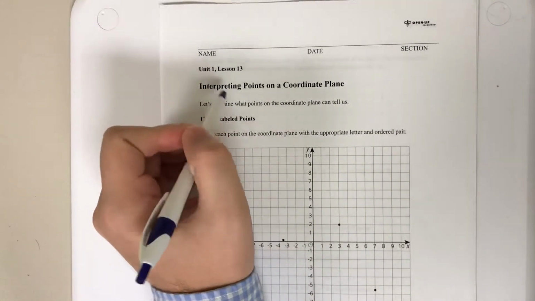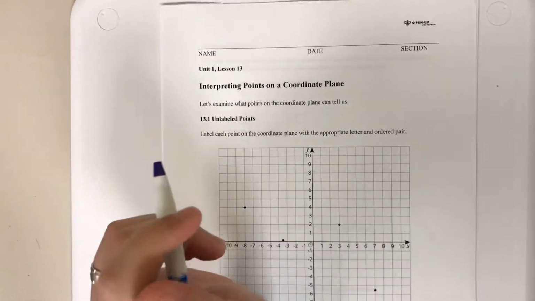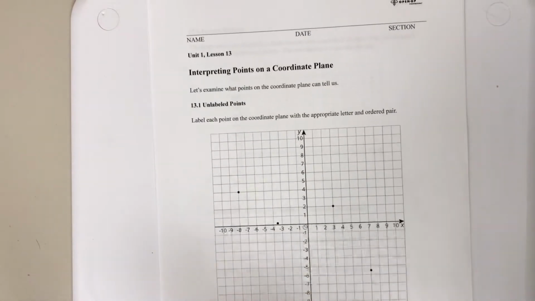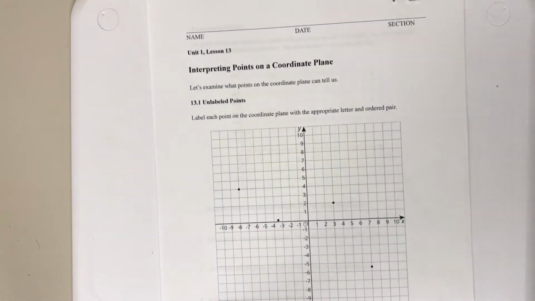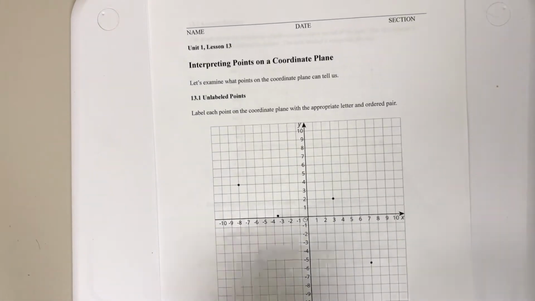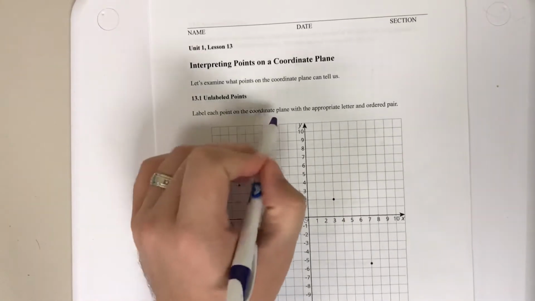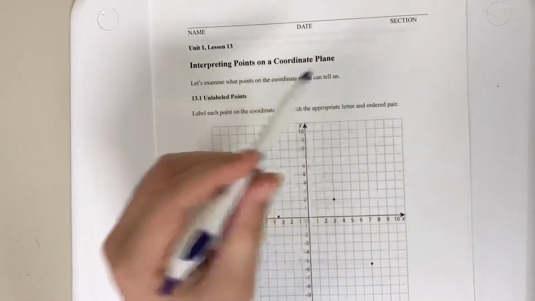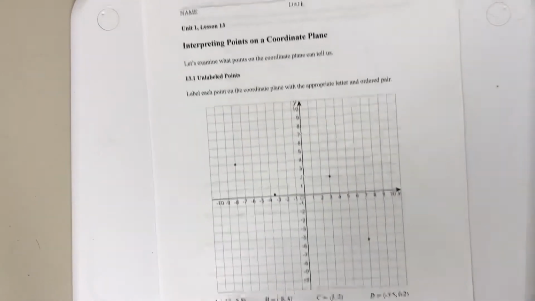Today we're going to be looking at interpreting points on a coordinate plane. And so we're going to be plotting points, and we're going to interpret what those points mean in the context of the question. So the first activity, called unlabeled points: label each point on the coordinate plane with the appropriate letter and ordered pair. Down here you have some ordered pairs.